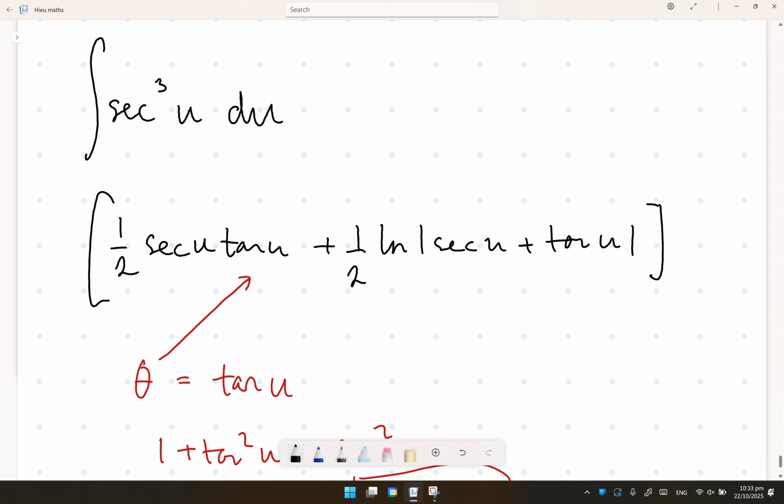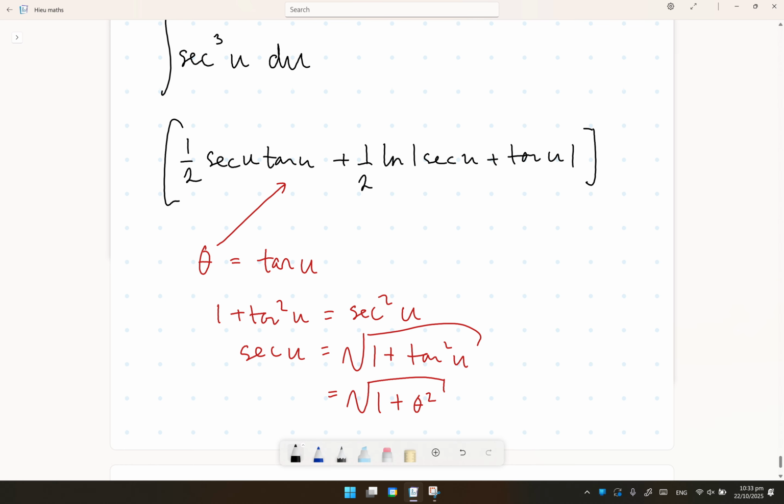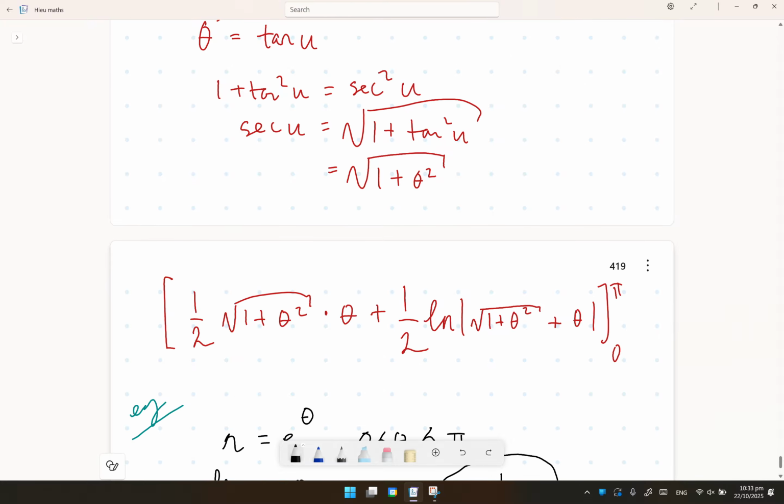Theta equals tan u, so you can just put theta back into tan u. If you look at it, 1 plus tan squared u is just sec squared u, and we have sec here. Therefore sec u is equal to the square root of 1 plus tan squared u, and tan is theta, so it's just the square root of 1 plus theta squared. And so what we end up with is this, from 0 to pi.